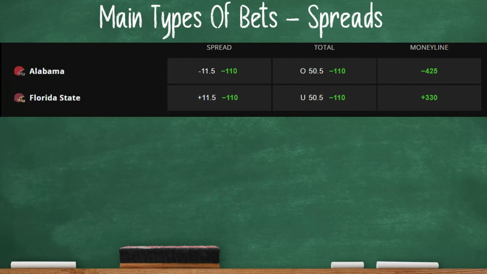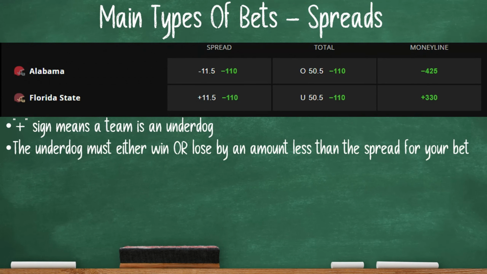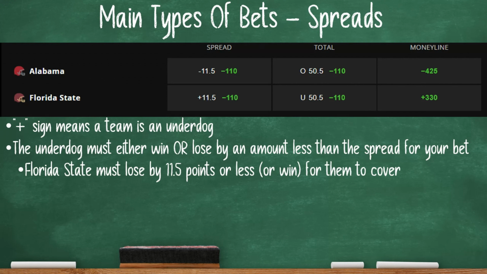Now, on the flip side, you can take an underdog, and those are teams where there's a plus sign, right? And so it's the exact opposite. So the underdog can either win the game outright, or more commonly, they have to lose by an amount less than the spread for your bet to win. So again, in this example, we're looking at Florida State. They are plus 11.5 points, which means they must lose by 11 points or less, or again, they could win for them to cover this spread here.